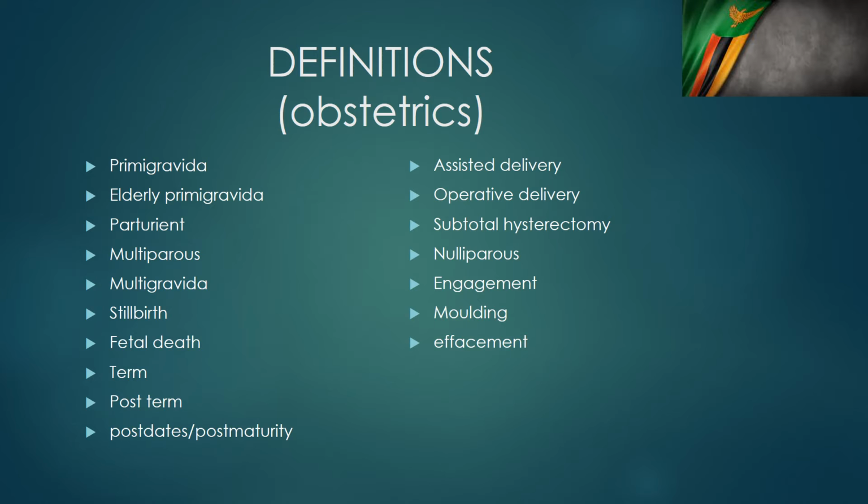So we say a pregnancy has reached term when it has reached 37 weeks, but we need to remember that term is a period. It's a period from 37 weeks up to 42 weeks. So term is a period and it can be divided. We have what is called early term, full term, late term, and post-term. When we say post-term, what we mean is a pregnancy that has gone beyond 42 weeks. So you can say post-term, you can say prolonged pregnancy, you can say post-dates pregnancy.